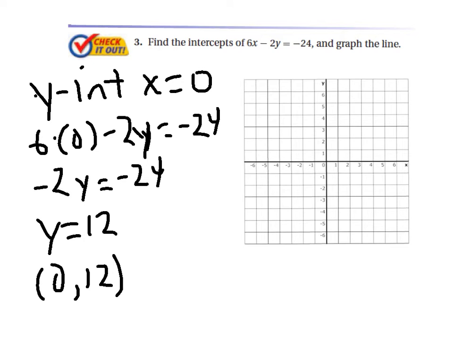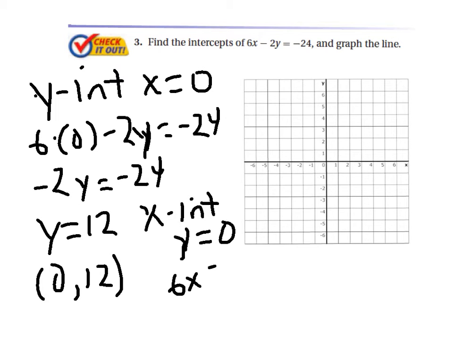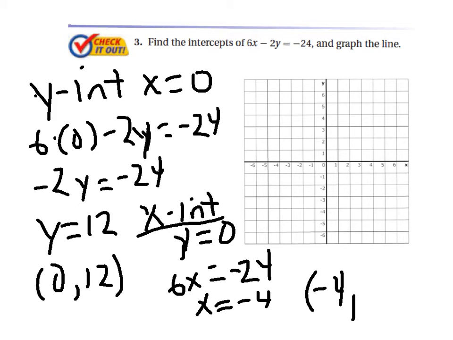And now we find the x-intercept. So for the x-intercept, we know that y is equal to 0. So if we plug y equals 0 into this equation, we get 6x minus 0 equals negative 24. I skipped a step there, so I hope I didn't lose you. Divide both sides by 6, and we get x is equal to negative 4. So the x-intercept is at negative 4, 0.